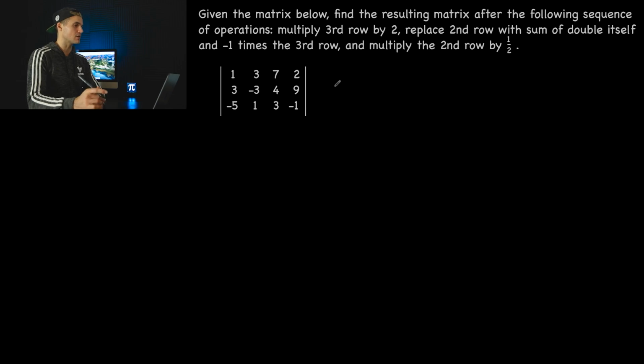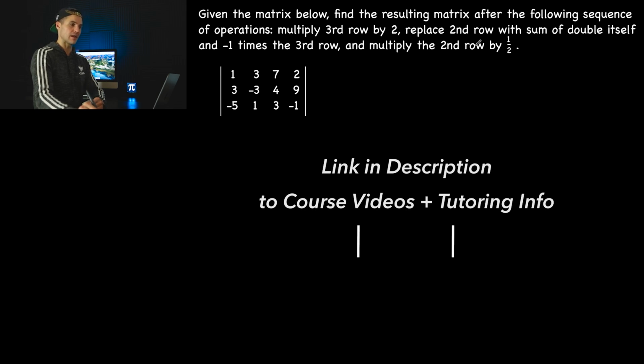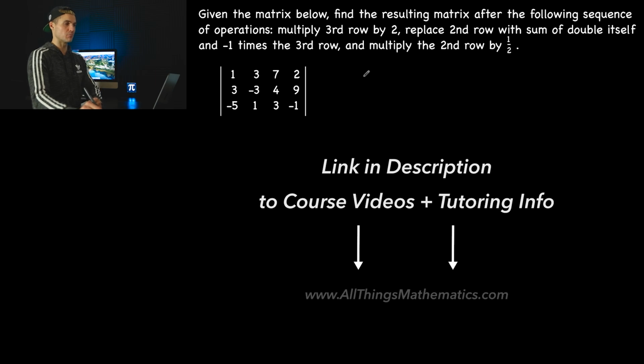Patrick here from All Things Mathematics, and moving on to the next example dealing with matrices. So here we are given this matrix and we have to find the resulting matrix after we do a sequence of operations. So first, multiply the third row by 2, replace the second row with the sum of double itself and -1 times the third row, and then multiply the second row by a half, right? So notice that there's 3 operations.